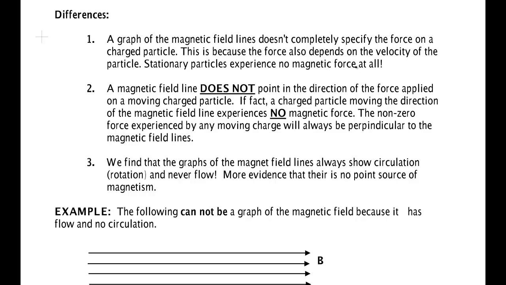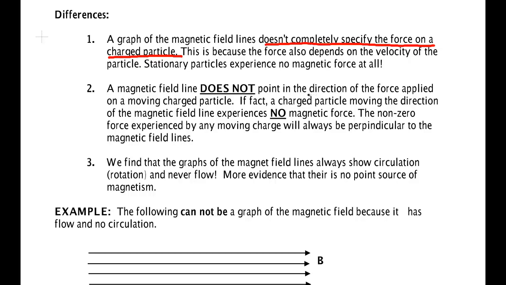In a magnetic field, you do not know from the field lines the direction of the force, or even if there will be a force, because it turns out that if the charge isn't moving, there's no force. If the charge is moving parallel to the lines, there is no force. So the direction of the force depends on the direction of the velocity as well as the field lines. And the magnitude depends on the velocity of the particle as well as the field line. So the force is not defined, not completely, just by knowing a graph of the magnetic field lines, and that's very different than electric fields.